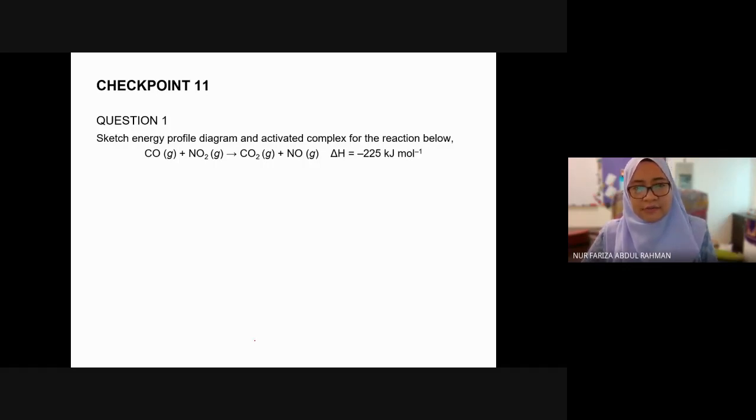Sketch energy profile diagram and activated complex for the reaction below. Cuba try sekejap. Bagi saya 2 minit. Bukan saya, awak cuba try. Sebab ni macam semester 1 punya ni kan. Cuba try. Roughly sketch the energy profile diagram. Okay. Activated complex tu kita nak determine later. Roughly sketch nak dapat the idea of it. Delta H is given. Okay, it's negative value.